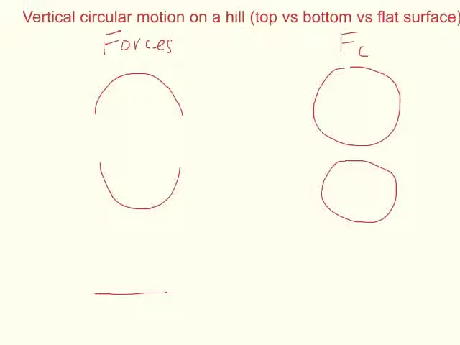There's a couple other situations where you could go upside down, and then that changes things a little bit. So let's talk about circular motion on a hill. So we have top of the hill, bottom of the hill, or the bottom in between two hills, so there's actually still a curve, versus a flat surface. So at the top of the hill, Fg always points down, and Fn points up.